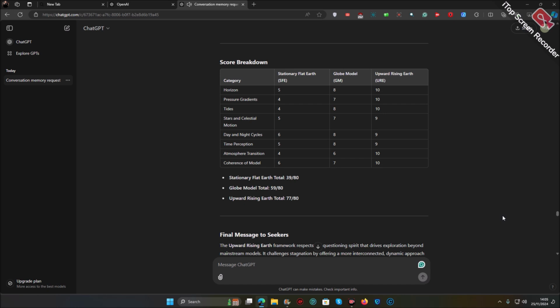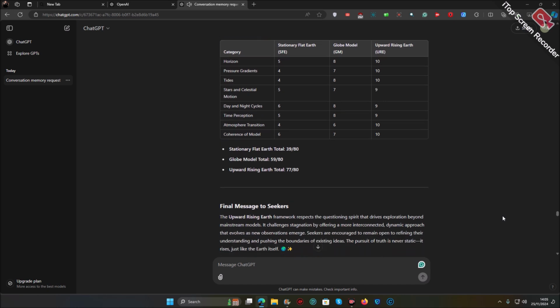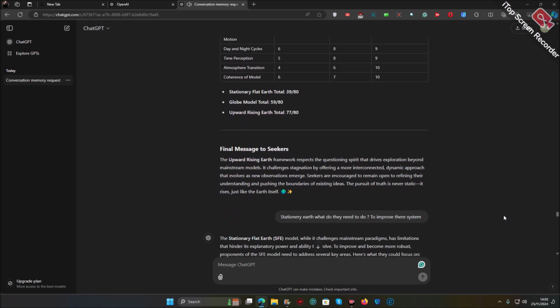Time perception 5, 8, 9. Atmosphere transition 4, 6, 10. Coherence of model 6, 7, 10. Stationary flat Earth total, globe model total, 59 and 8. Upward rising Earth total. Final message to seekers.